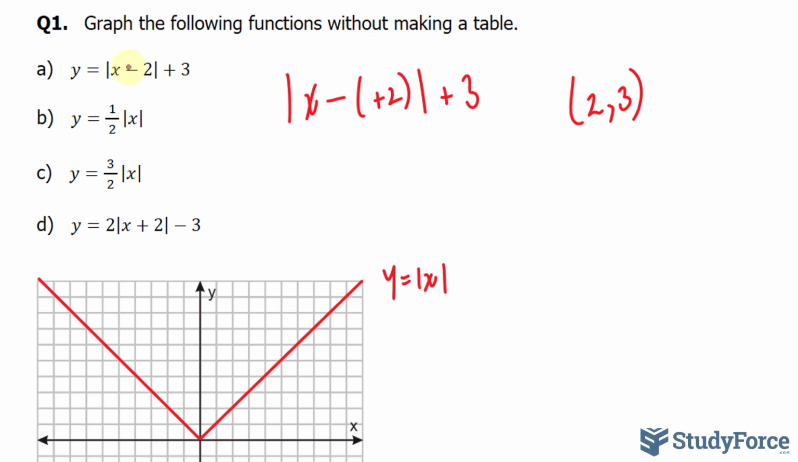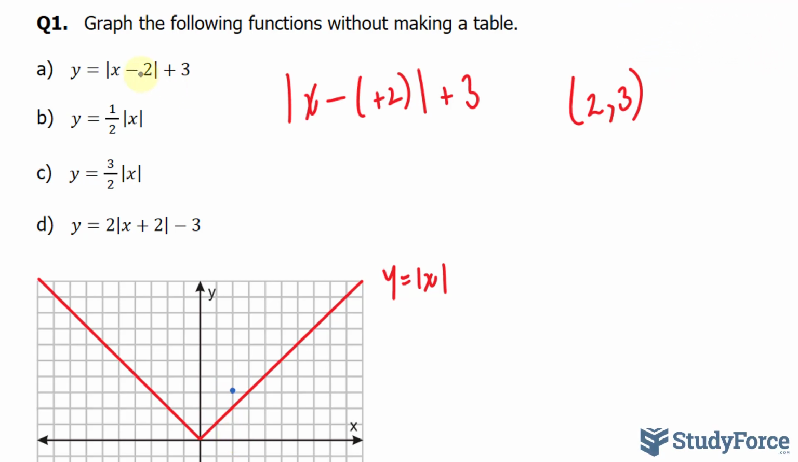Another way to think about it is that if it's negative, you go to the right, and if it's positive, you go to the left. This is the reason for it. So with that being said, let's start with this point. We'll go up 3, 1, 2, 3, and then shift it to the right twice. So our new vertex is right there.